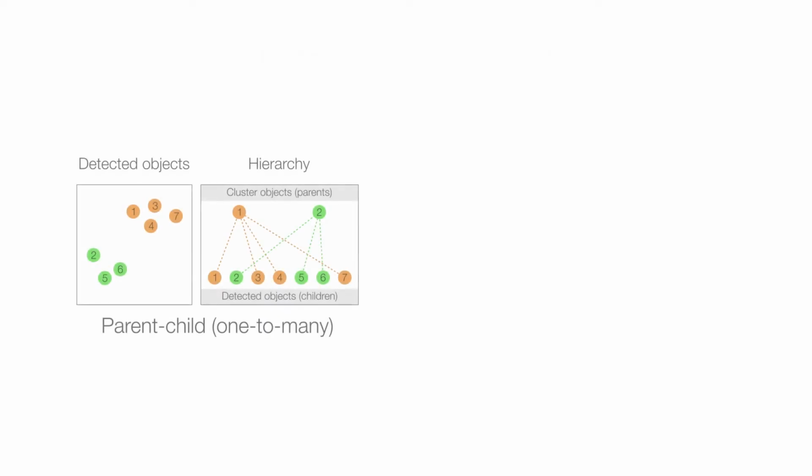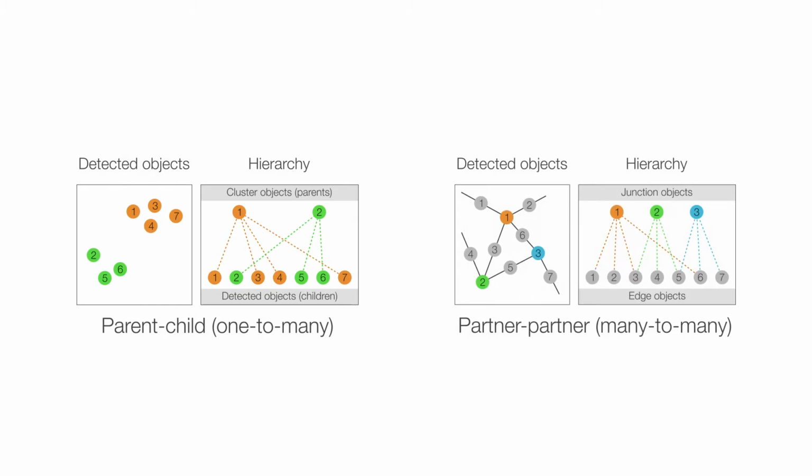Complex relationships between objects can be established using both parent-to-child links, i.e. one-to-many, as well as partnerships, which have a many-to-many relationship. These relationships underpin MIA's ability to track, cluster, and generally compare objects. For example, filtering objects with too few or too many child objects.